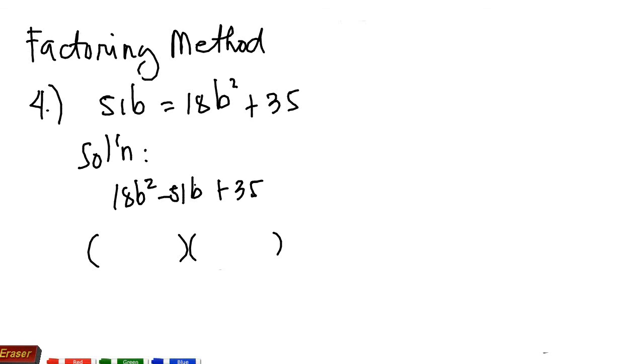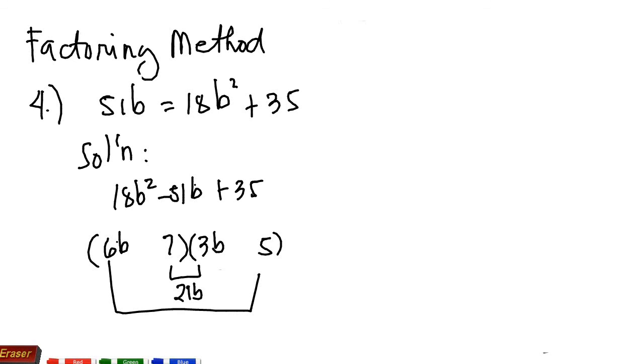Okay? So what are now the factors of 18 and 35? Factors of 18: we have 9 times 2, 18 times 1, and 6 times 3. Here we're going to use 6b times 3b. And the factors of 35: you have 7 times 5. Then to check the middle term, we multiply 7 times 3b, which gives us 21b, and 6b times 5 gives us 30b. So that gives us 51b. And 51 is negative, therefore your 21 should be negative, and your 30 is also negative.